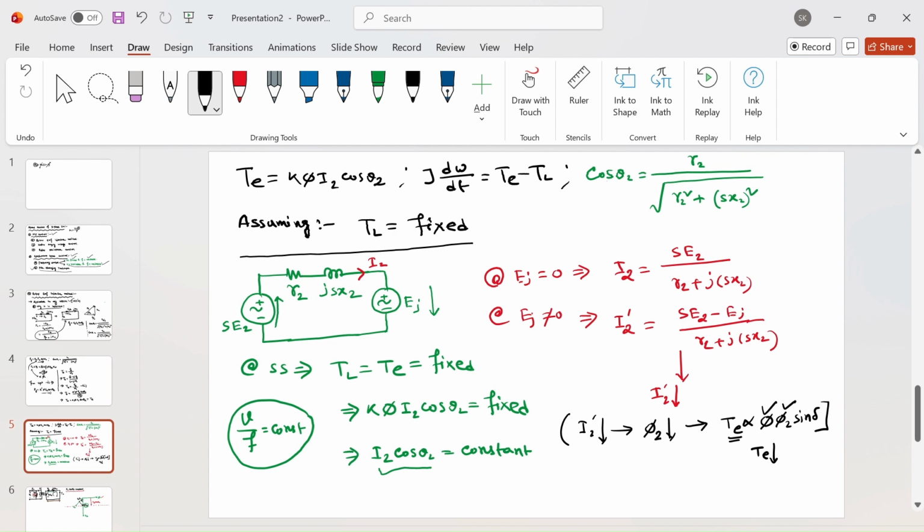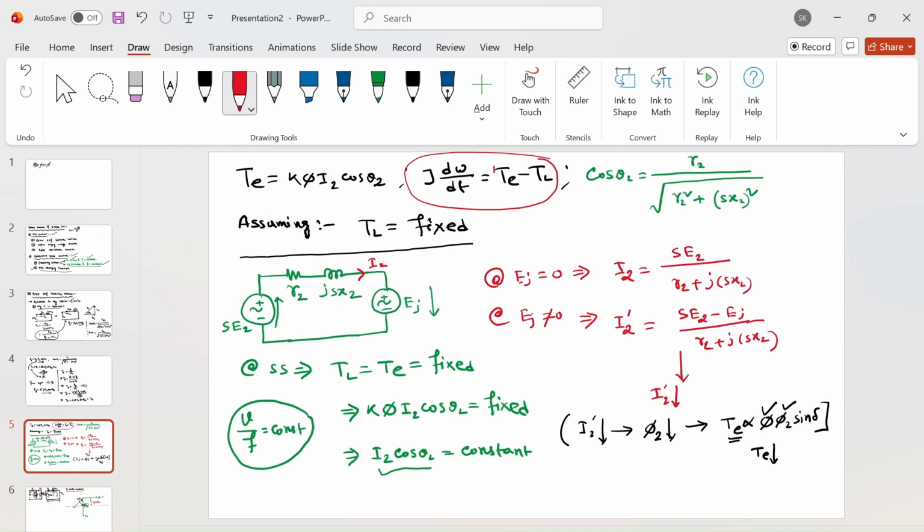If you recall the rotor dynamic equation I mentioned previously, if the TE value decreases, then what will happen? Then this particular quantity is basically negative. Negative means what? Your d omega by dt is simply reducing. So your rotor speed is reducing. If the rotor speed is reducing, then what will happen to the slip? The slip will simply increase, because if you recall, the slip is equal to ns minus nr by ns. So your slip will increase.